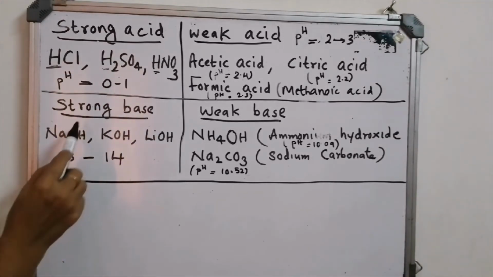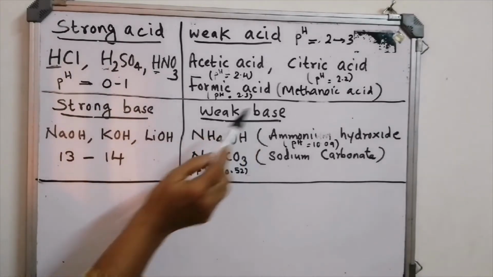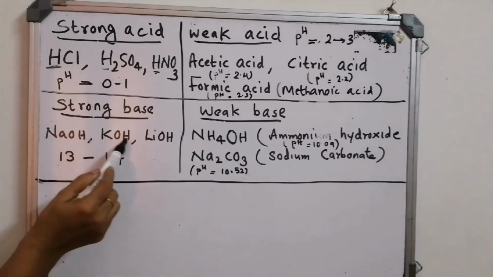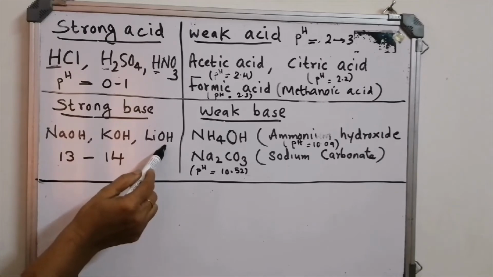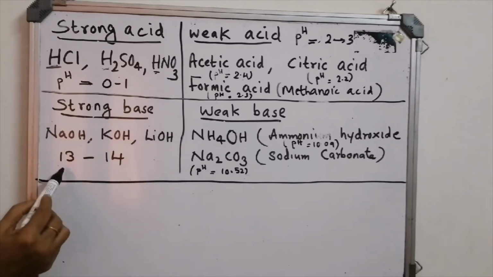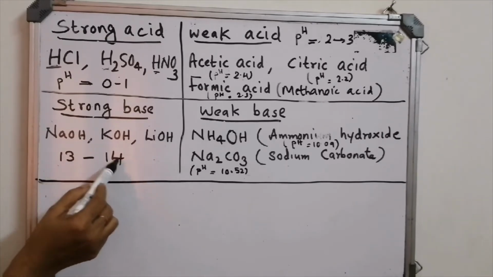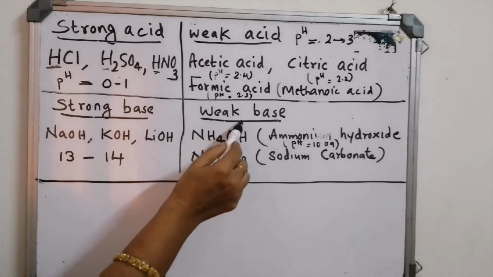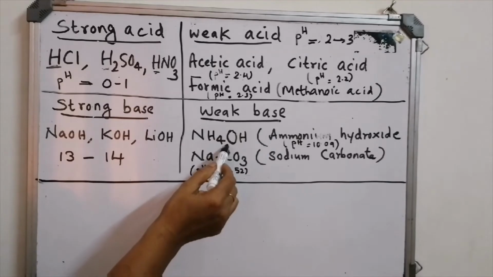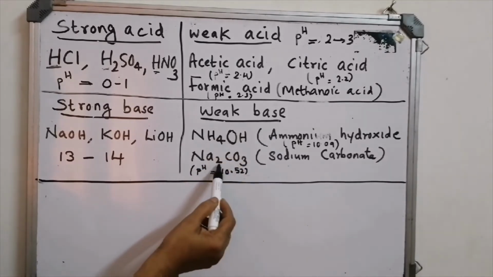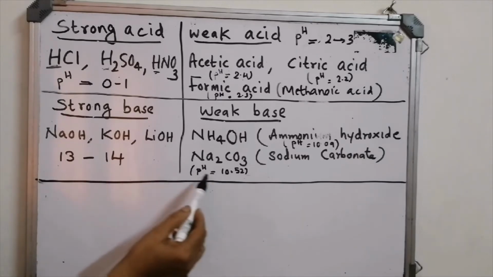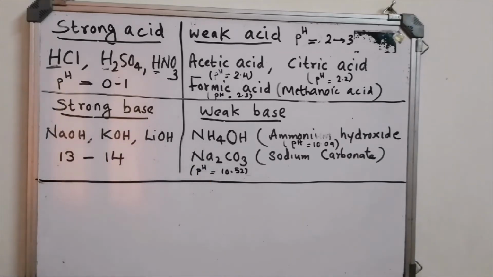Comparing strong bases and weak bases, strong bases such as sodium hydroxide, potassium hydroxide and lithium hydroxide have a pH value between 13 and 14. They have a high pH value, whereas weak bases such as ammonium hydroxide and sodium carbonate have a pH value less than the pH value of strong bases.